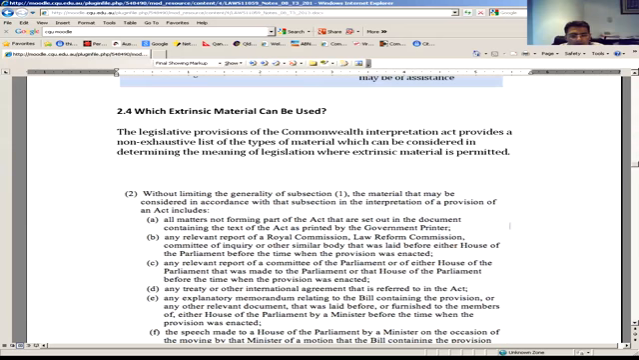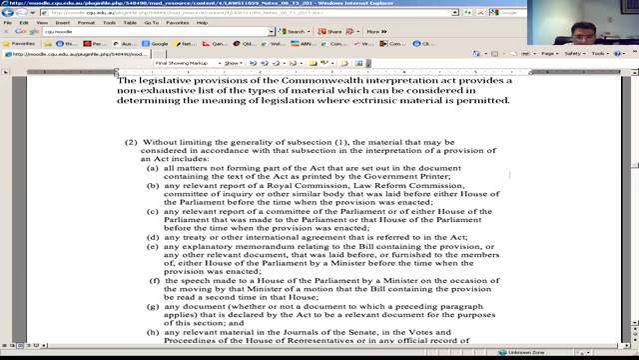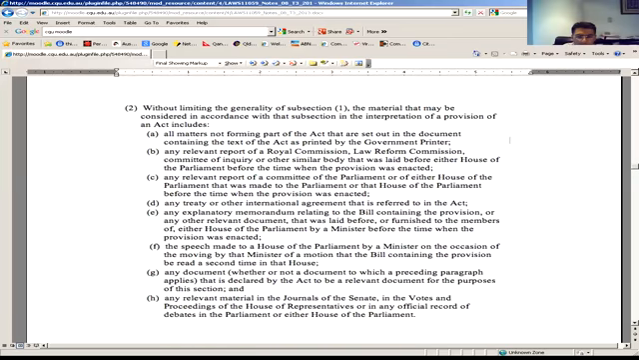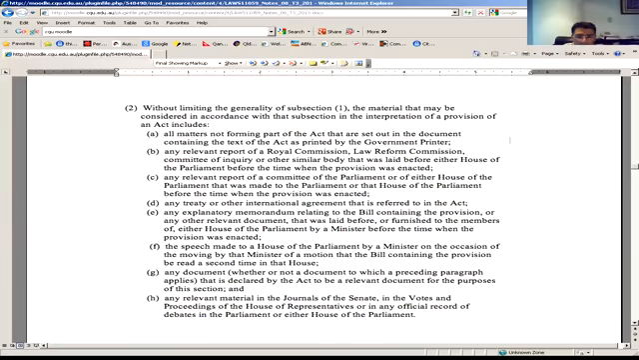So what extrinsic material can we rely on? For example, if you were to write an article about what you thought a section meant, and that article was to be published, is that article something we could rely upon? Or is it only statements made by a minister, for example? Here is subsection 2 from the Commonwealth Acts Interpretation Act. And it sets out, you'll see, the sorts of things that we could rely upon.